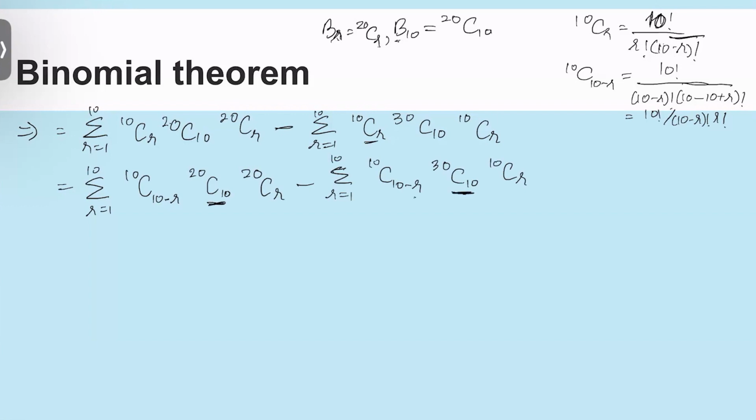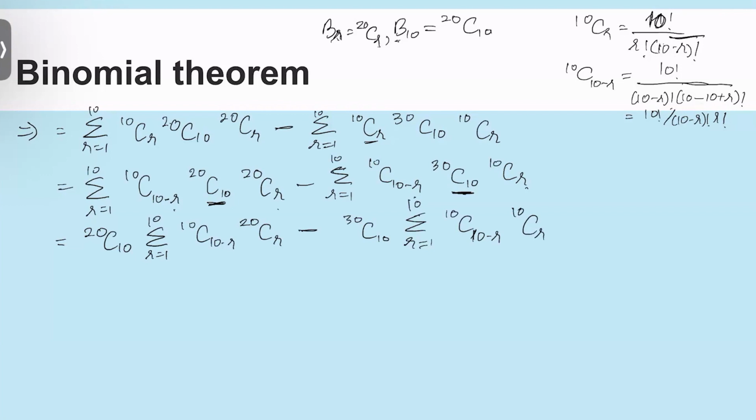Okay, all the other terms you have R and over here R. So this will be 20 C10 summation of R over R, that minus R, 20 minus 20 CR, and then you have minus 30 C10 summation of R equals 1 to 10. You have 10 C 10 minus R and you have 10 CR.